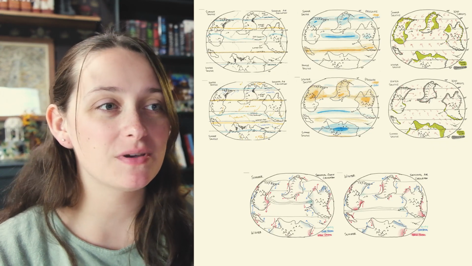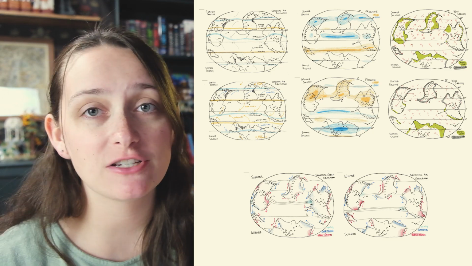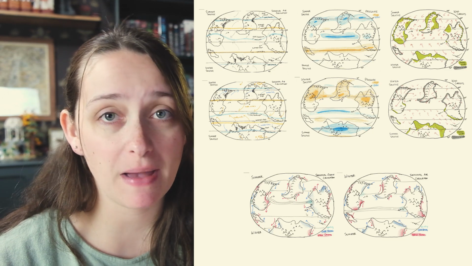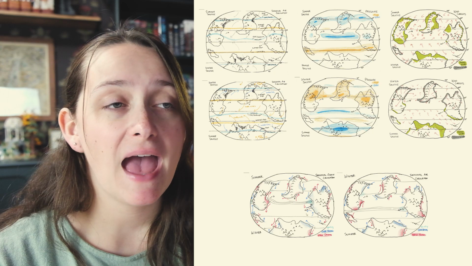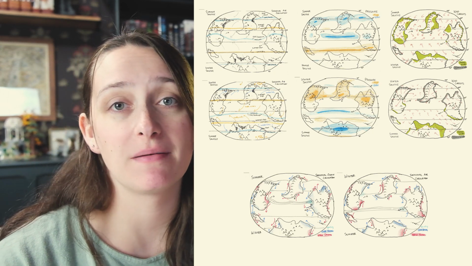Alright, so here you can see all the maps we made in the last part. We have our air circulation maps on the upper left, pressure maps in the middle top, and wind current maps in the upper right, and then our ocean circulation diagrams at the bottom.